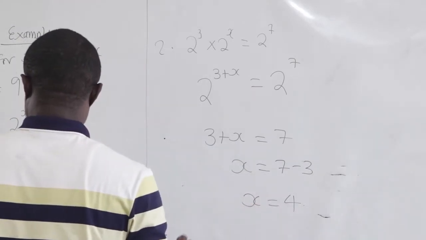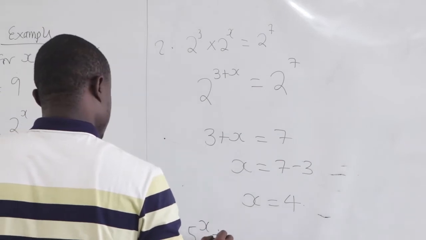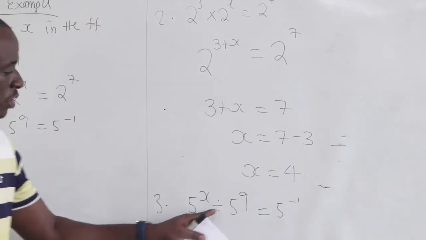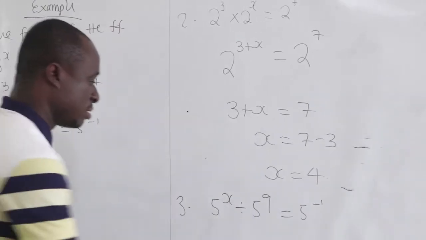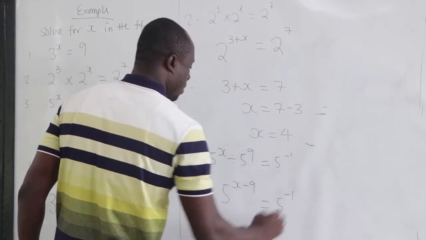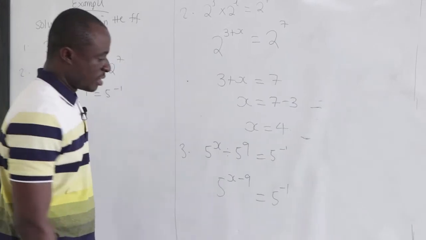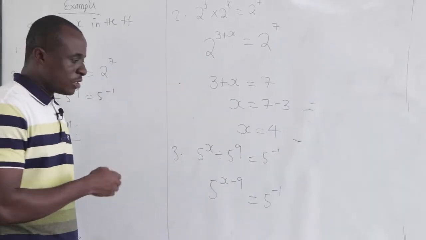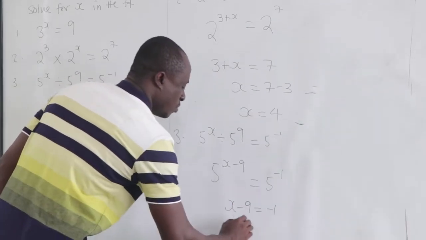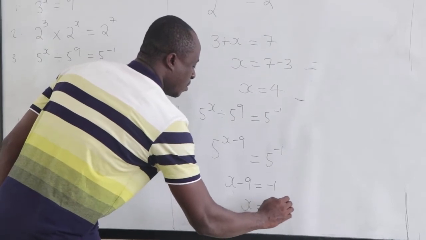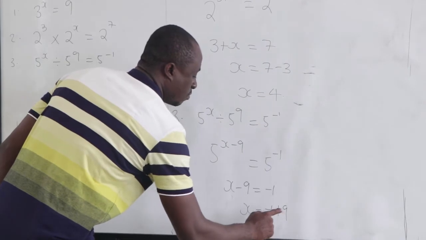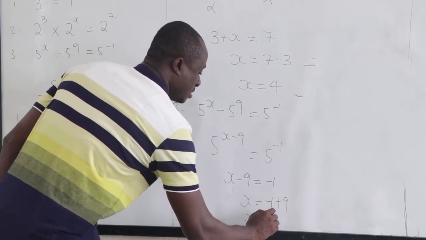Now let's see question 3. We have 5 to the power x divided by 5 to the power 9 equal to 5 to the power negative 1. Because we are dividing and the bases are the same, we subtract. So we have 5 to the power x minus 9 equal to 5 to the power negative 1. Now from here, the bases are the same, so we equate the exponents. We have x minus 9 equal to negative 1. So x equal to negative 1 plus 9, and x is equal to 8.